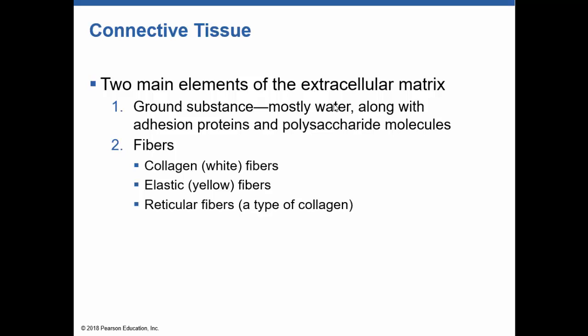So there's two main elements to this extracellular matrix. There's what's called a ground substance, mostly made of water, but then there are adhesion proteins, which sounds like adhesive. It is to connect, to glue, to pull together, and also polysaccharide molecules. And these are big, long, large carbohydrate molecules that act like big long chains or ropes maybe. And then you've also got fibers. There's the form of collagen, white fibers, elastic, yellow fibers, and reticular fibers, which is technically a type of collagen.